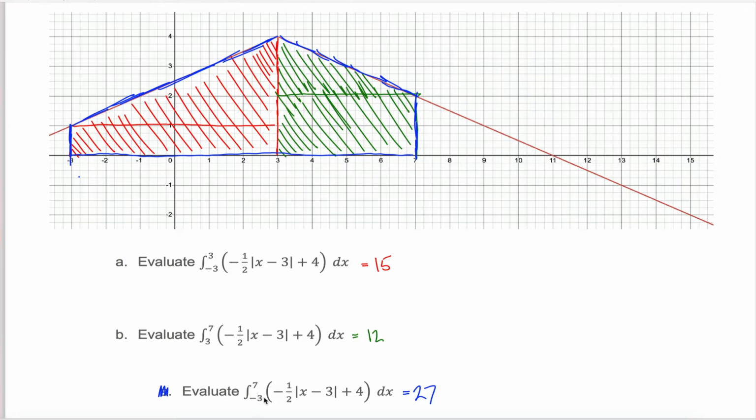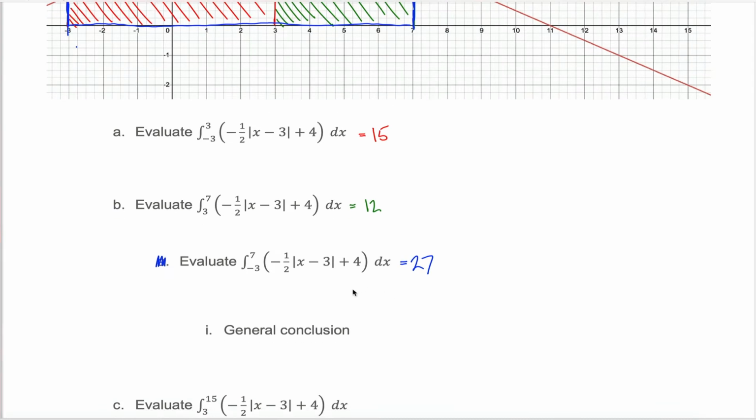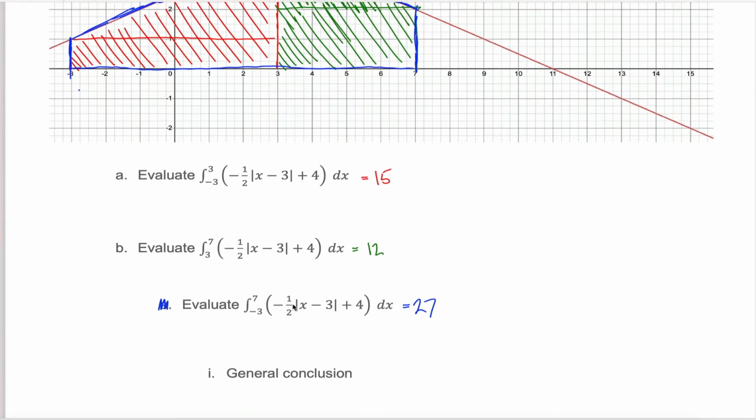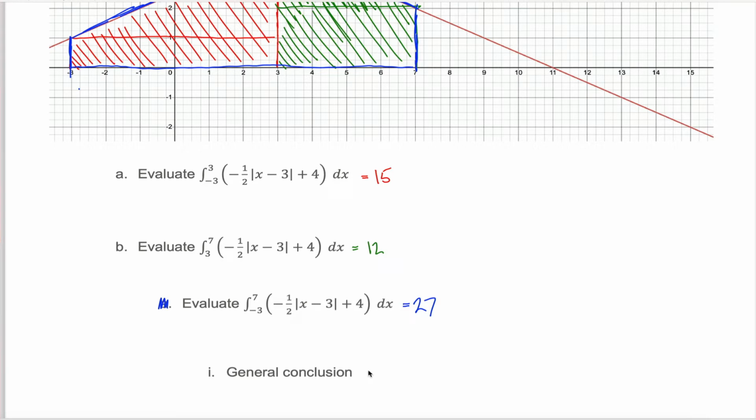The fact that this integral is equal to this integral plus this integral is fairly obvious when you draw the pictures, but it's a lot less obvious when you just see it in an algebraic context. And that's this general conclusion that I'm talking about here.